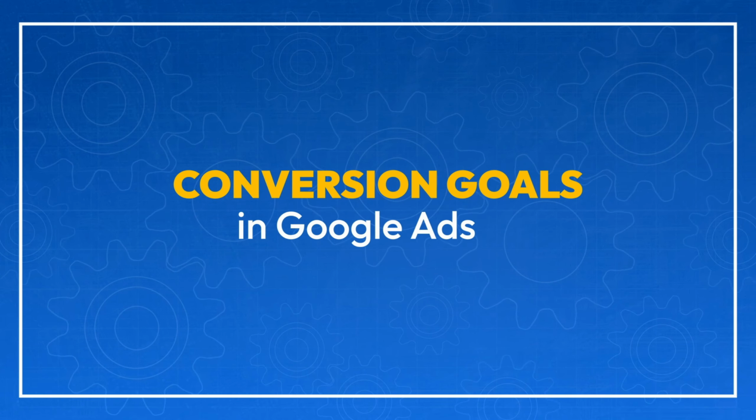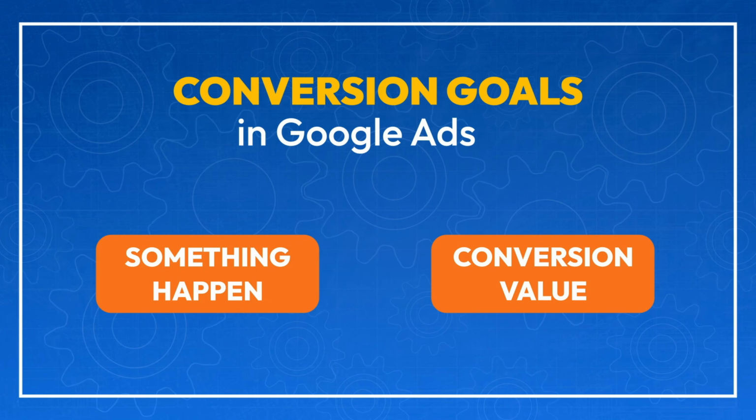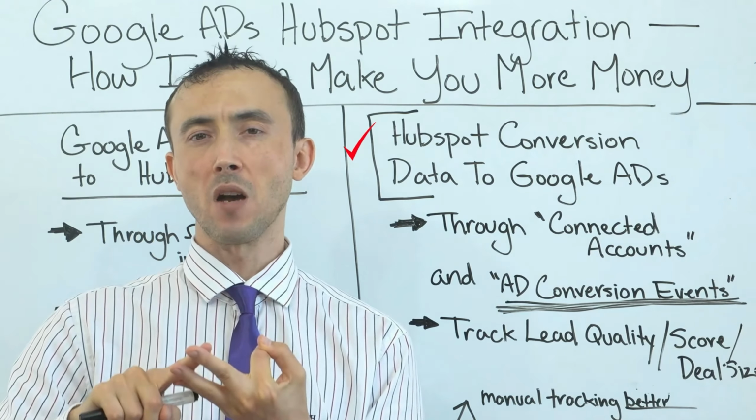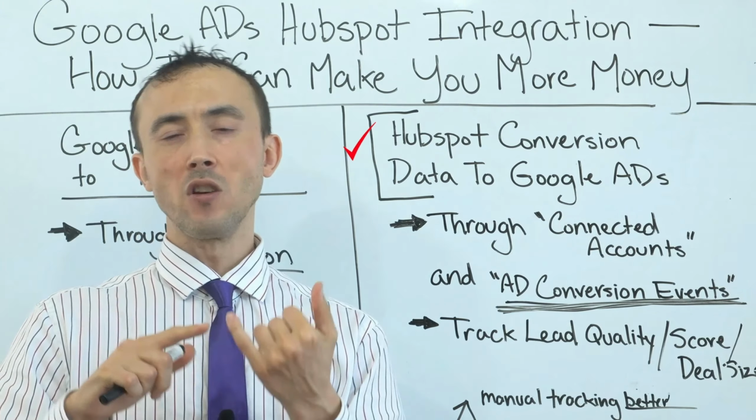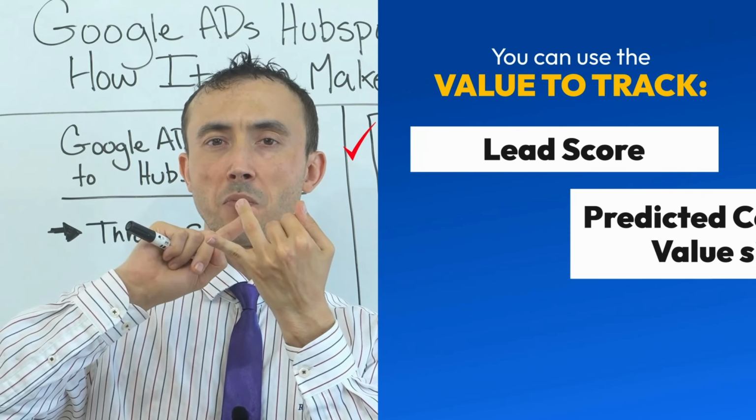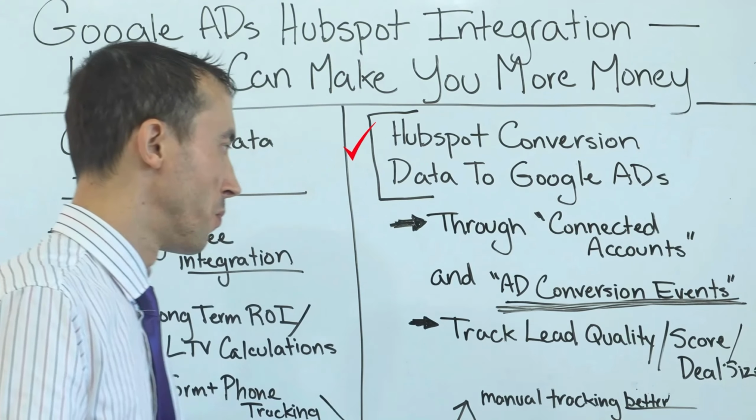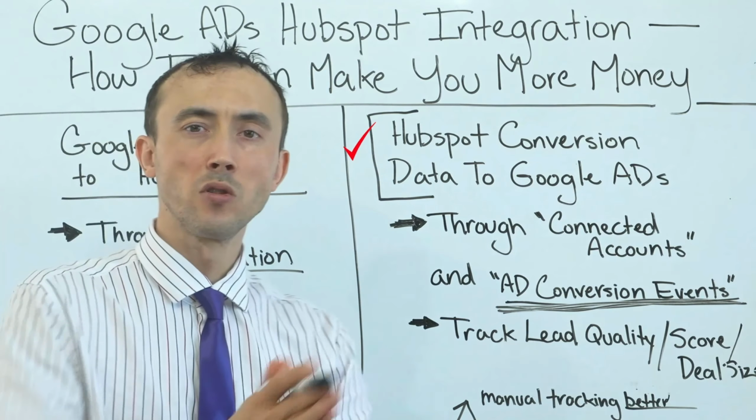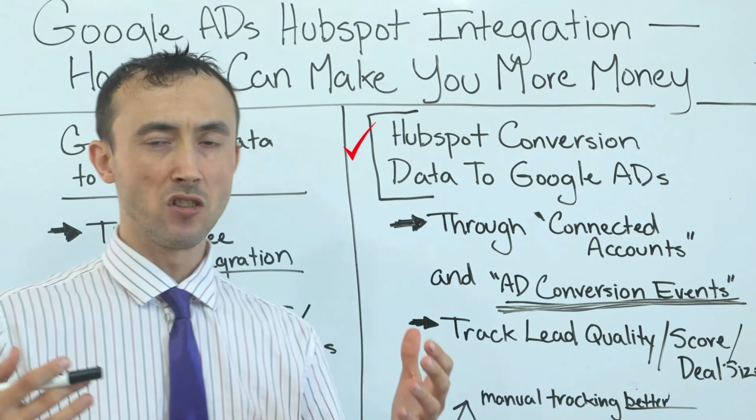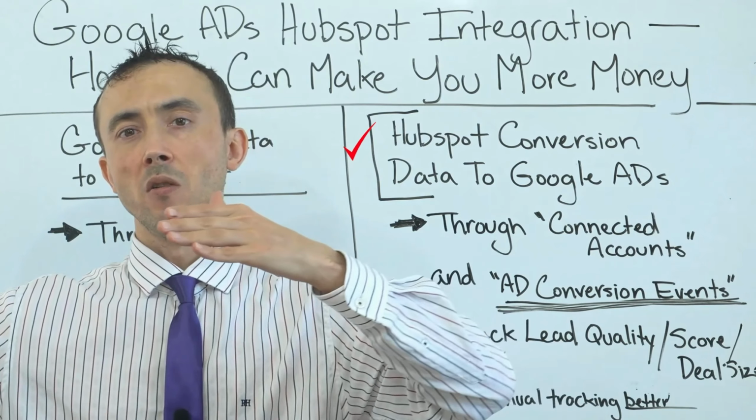Because with the conversion goals in Google Ads, you could track whether something happened as well as a conversion value tied to it. You can technically track more than that if you use custom variables, but we won't talk about that in this video. And so with that, you can use that value to track the lead score, or the predicted contract value size, or the actual amount they spent. And you want to track as close to the end result that you're looking for, obviously, because the algorithm that Google has that optimizes your ads is going to be able to get more accurate at what it's doing for you, the more relevant data it has.